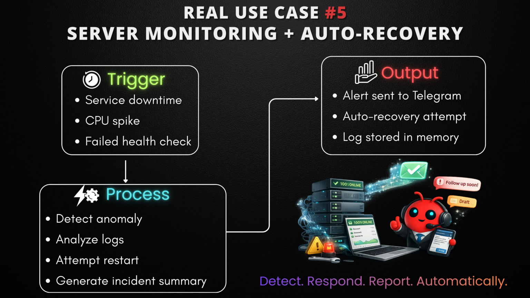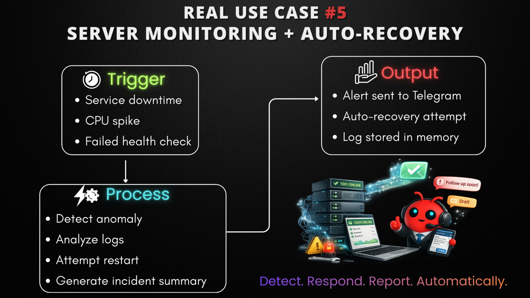Now, let's move into something slightly more technical. Imagine one of your services goes down in the middle of the night. Instead of finding out hours later, your OpenClaw agent continuously monitors health endpoints, CPU usage, or log anomalies. The moment something fails, it detects the issue, checks recent logs, attempts a controlled restart, and then sends you a structured incident report explaining what happened and what it did. You wake up and see: Service X restarted at 3:14, CPU spike detected, and it was recovered successfully. No manual SSH or reactive scrambling.